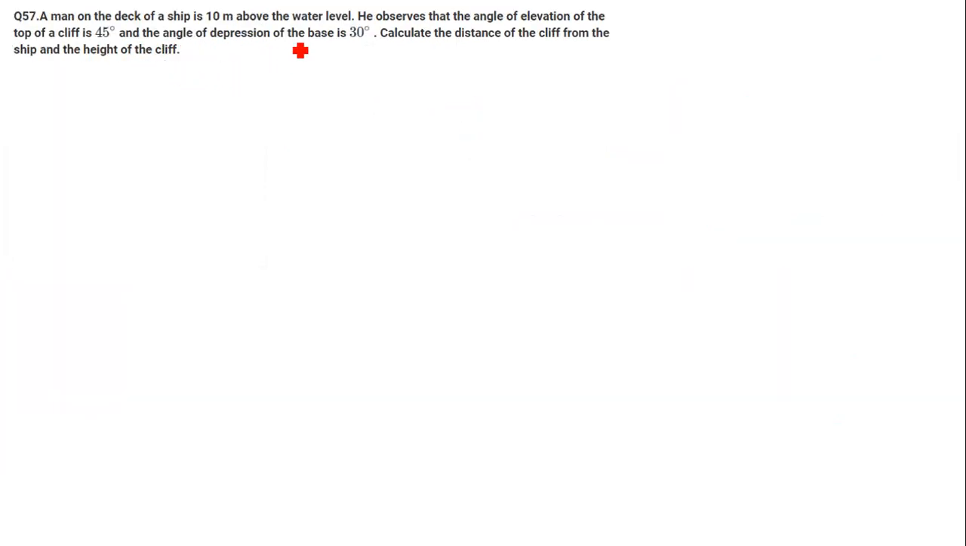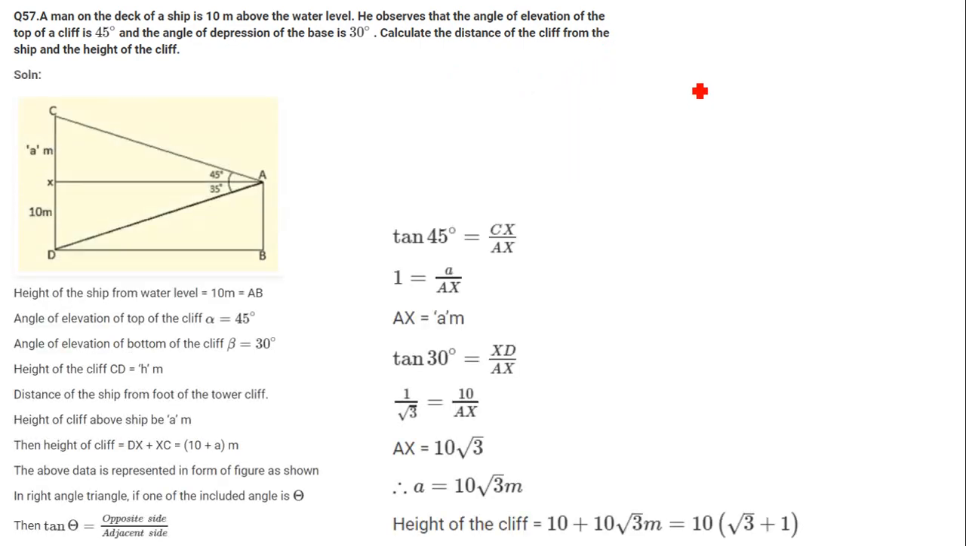A man on the deck of a ship is 10 meters above the water level. He observes the angle of elevation of the top of a cliff is 45 degrees and the angle of depression of the base is 30 degrees. Calculate the distance of the cliff from the ship and the height of the cliff.